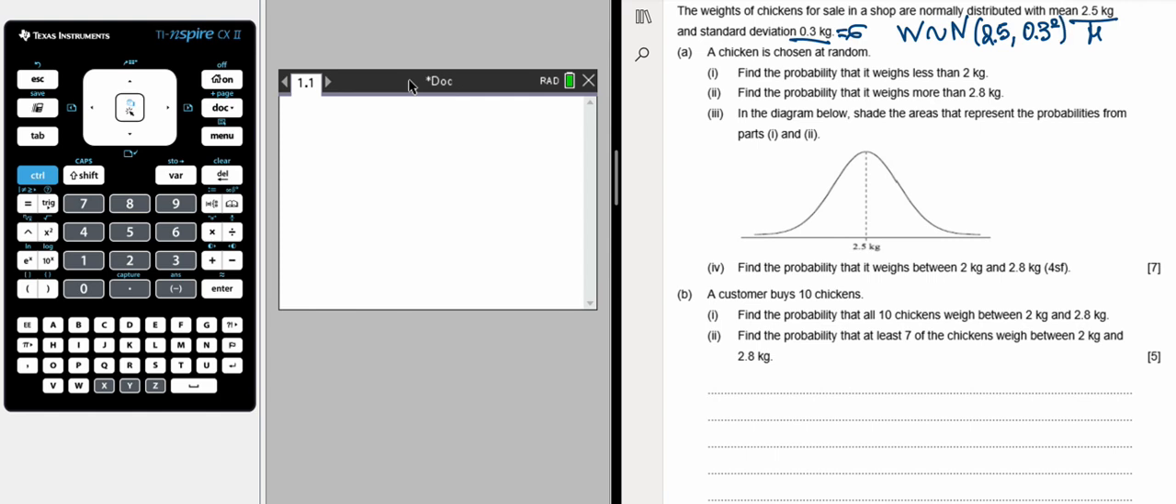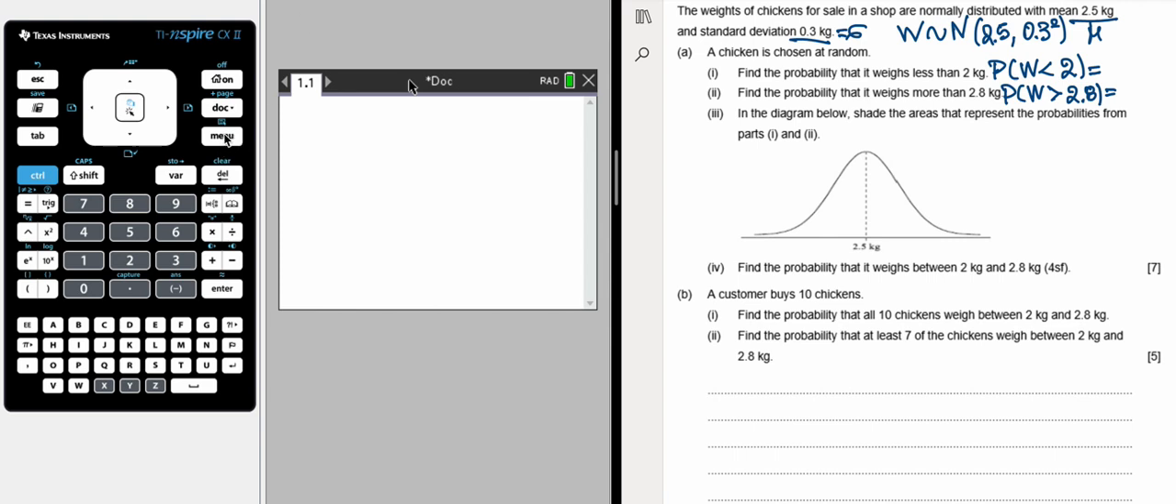Find the probability that a chicken weighs less than 2 kilograms, so you want the probability that W is less than 2, and we will calculate all of those very quickly on the calculator on the left. Find the probability that it weighs more than 2.8. Both of those are going to be similar processes. In the diagram below, shade the areas that represent the probabilities from 1 and 2, and then finally find the probability that it weighs between 2 kilograms and 2.8 kilograms. So let's start with number 1.